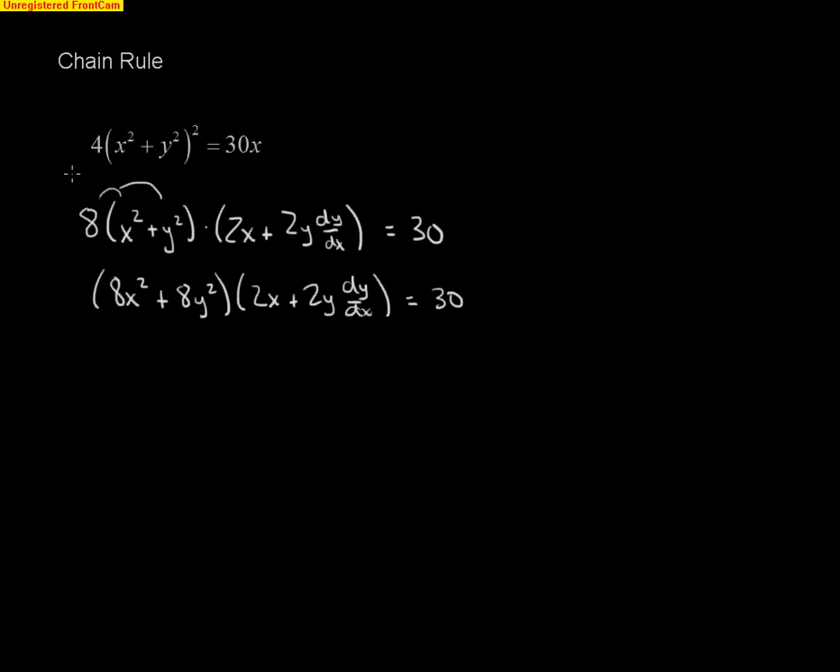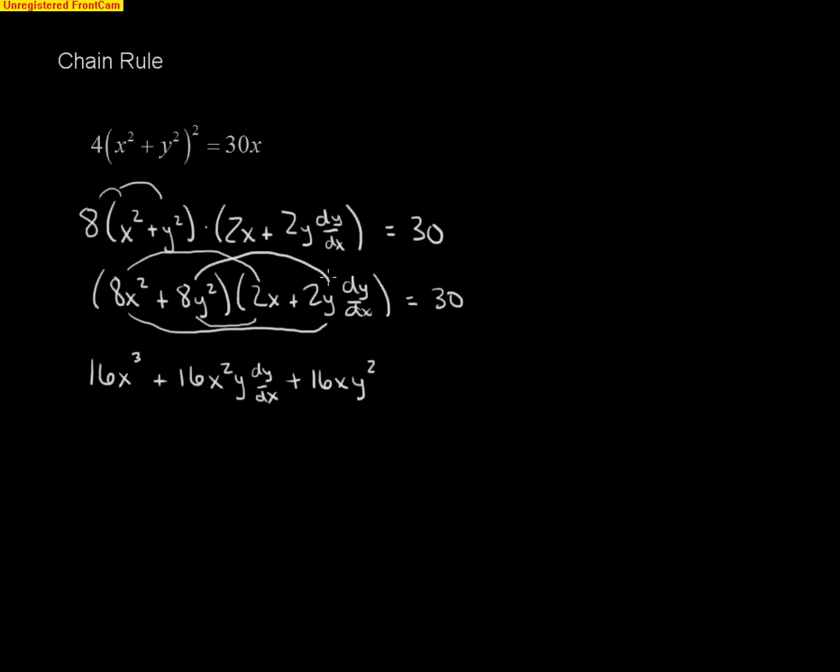So if I FOIL this out, I got 8x squared times 2x. That's going to be 16x cubed. Outer is going to be a 16x squared y dy/dx. Inner is going to be a 16x y squared. And finally, last is going to be a 16y cubed dy/dx, and then finally equaling 30.